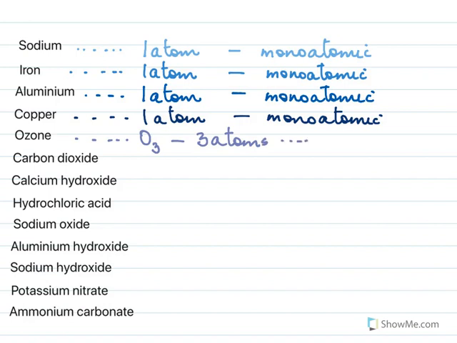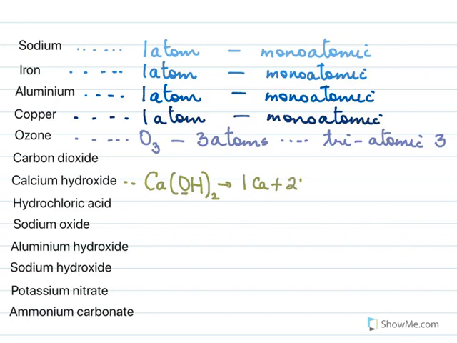3 atoms, so this is triatomic. Atomicity will be 3. Calcium hydroxide. Now the formula for calcium hydroxide is Ca(OH)2. So it has 1 calcium plus 2 oxygen plus 2 hydrogen. So the atomicity will be 1 plus 2 plus 2, which is 5.